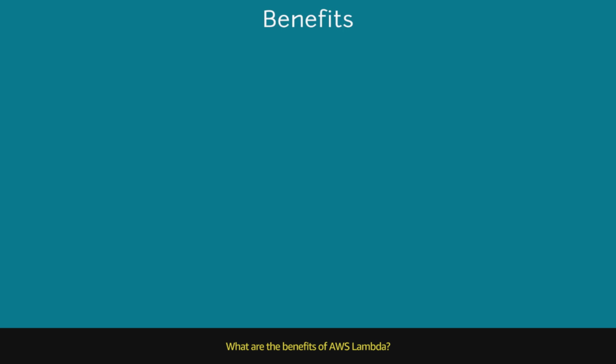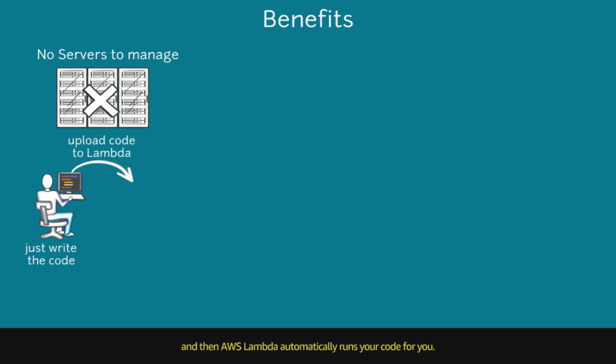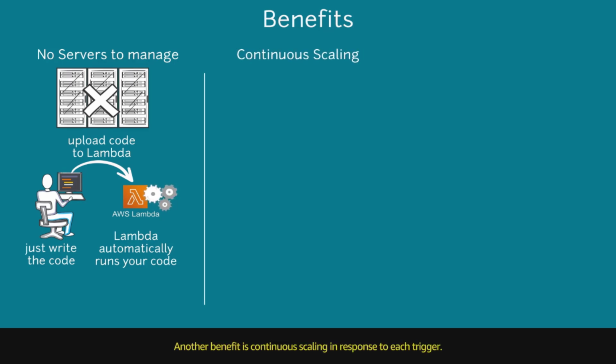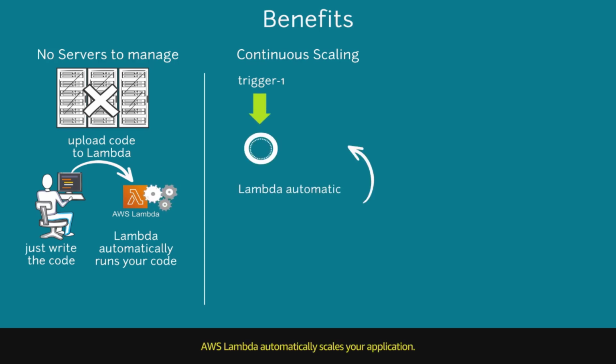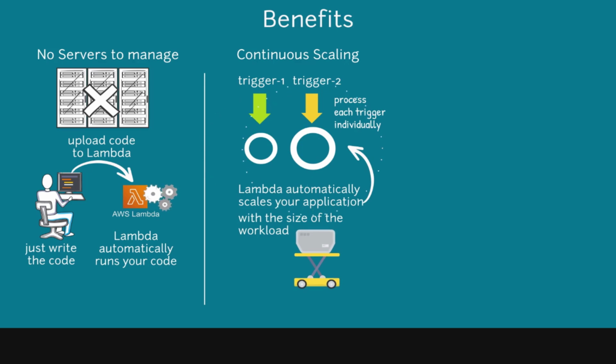What are the benefits of AWS Lambda? You do not need to provision or manage any servers. All you need is to write the code, upload it to Lambda, and then AWS Lambda automatically runs your code for you. Another benefit is continuous scaling in response to each trigger. AWS Lambda automatically scales your application. Your code runs in parallel, then processes each trigger individually, scaling precisely with the size of the workload.